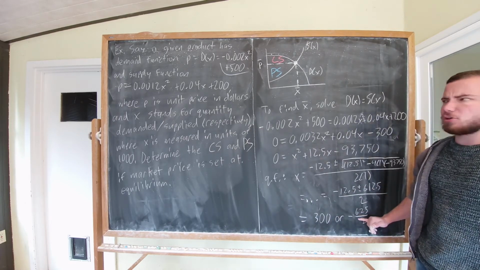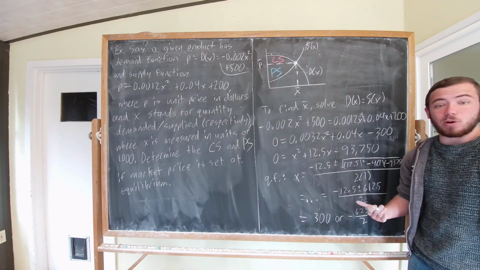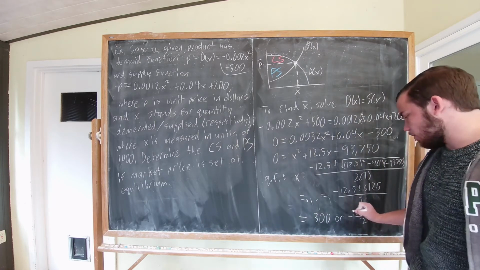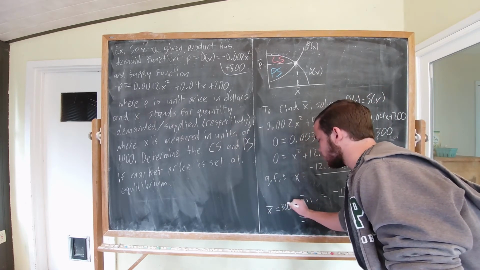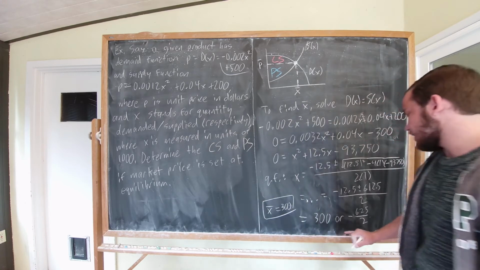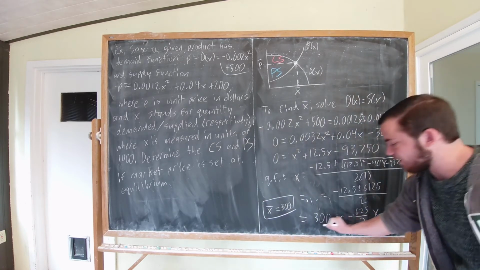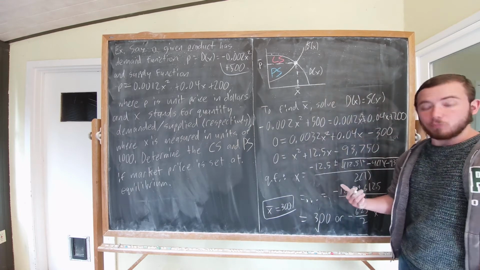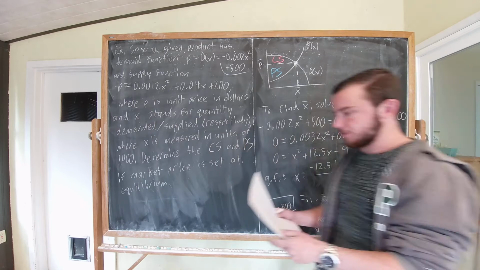Okay, so we have 2 possible options for x to satisfy this, but it doesn't make sense to have a negative quantity demanded, so x bar is equal to 300, right? The negative one doesn't make sense because it's not in our domain. This one does, so we only have one remaining valid option. That must be our x bar.